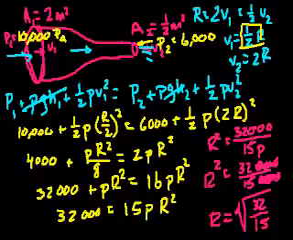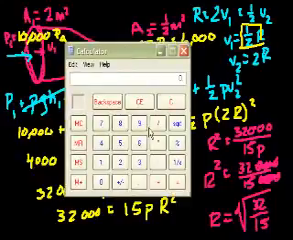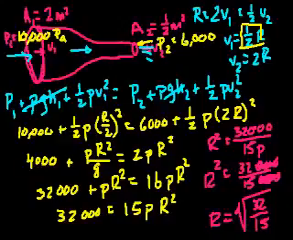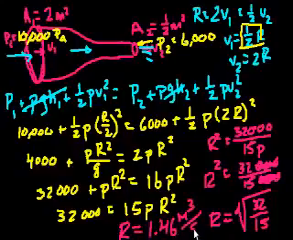And let's see. Let me get my calculator. So I get 32 divided by 15 is equal to 2.1, and then I take the square root of that, 1.46. So the answer is R is equal to 1.46 meters cubed per second. So that is the volume of water that is either entering the system in any given second or exiting the system in any given second.